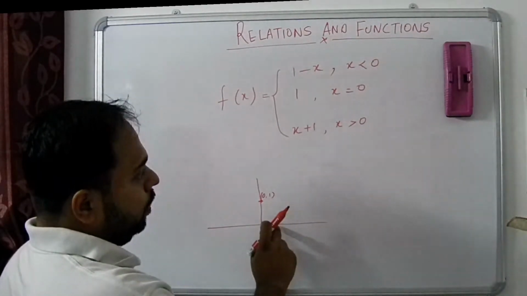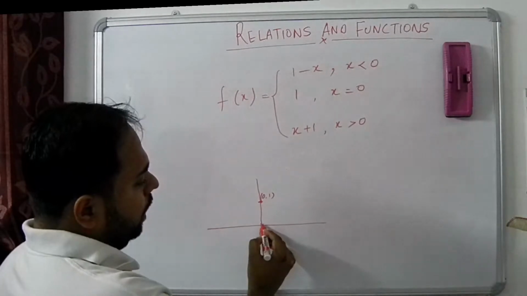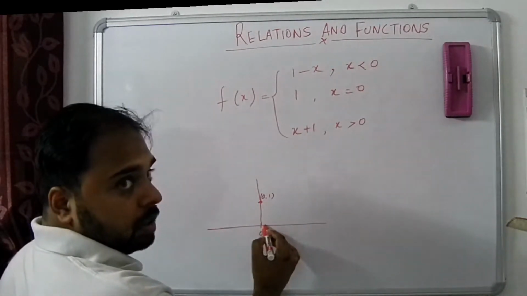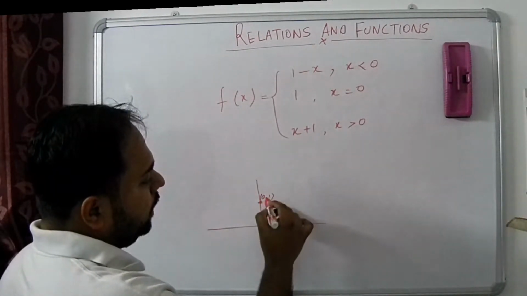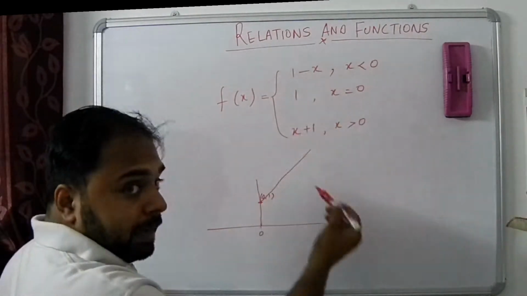Now, what does this mean? It means whenever I am at like 0.1, the value is 1.1. So it's like starting from here. It's almost like this sort of graph here. And likewise, it's 1 − x.